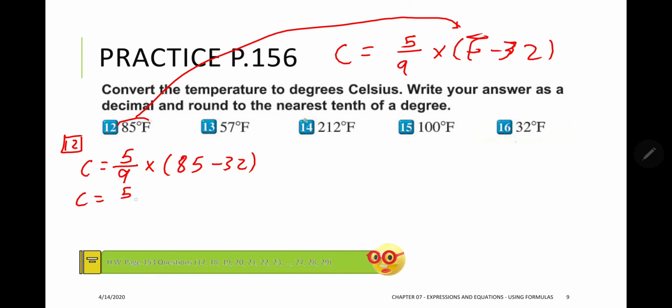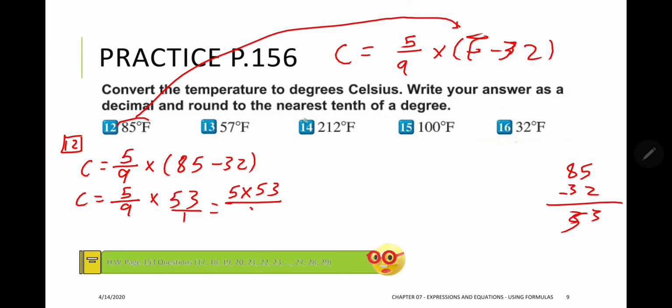C is equal to 5 over 9 multiply 85 minus 32. You can always do it vertically if you have any problem finding it. Okay, 5 minus 2 is 3, and so on. Oh, sorry, 53. So multiply 53. And to multiply those two, we will go with the numerator and denominator. So it's equal to 5 multiply 53 and 9 multiply 1 is 9. Okay, I think we don't have any common factor between those two.